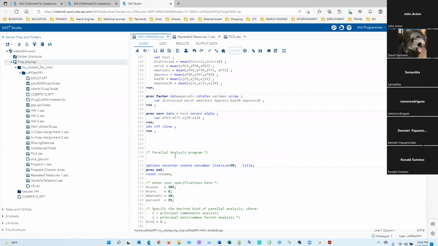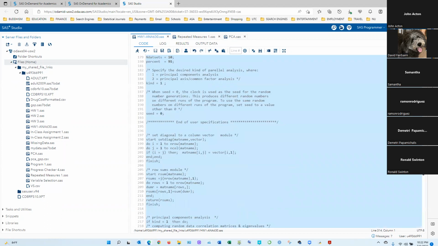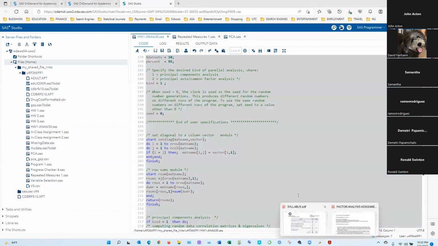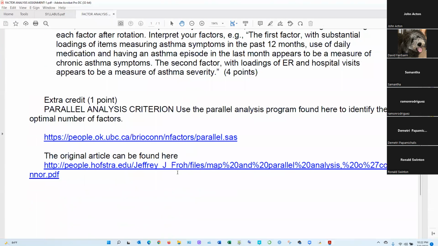Factor analysis. So here, parallel. From here to here, the code has been given. In the homework, you can see it here: parallel analysis criteria, use the parallel analysis program found here to identify the optimal number of factors. How many factors to be kept? Either here or here.